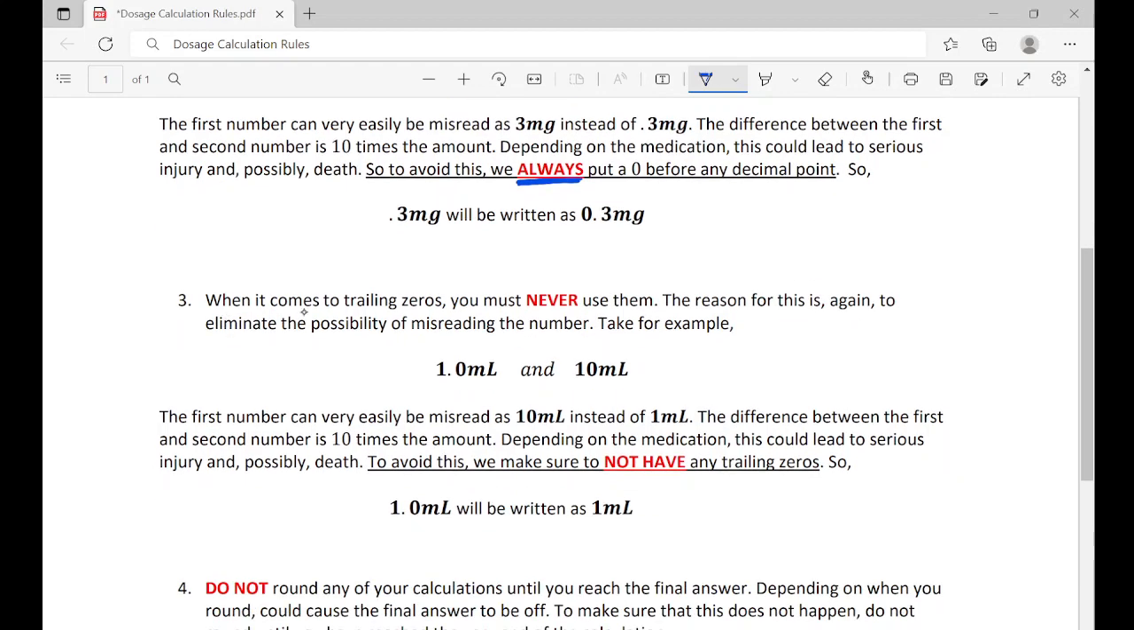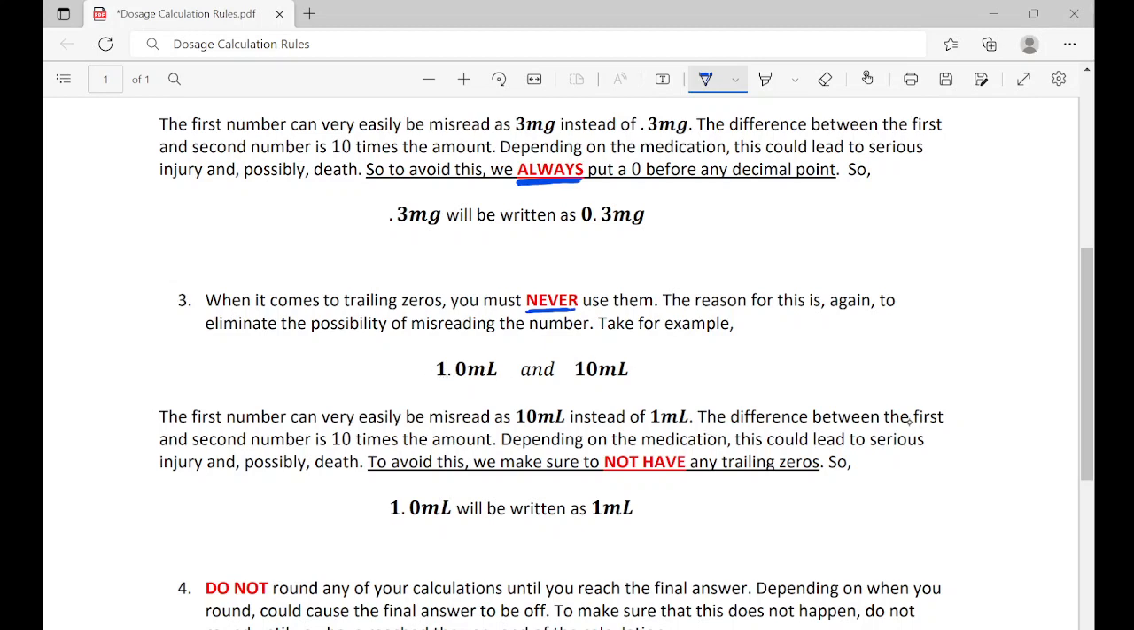Third, when it comes to trailing zeros, you must never use them. The reason for this, again, is to eliminate the possibility of misreading the number. So let's take the example 1.0 milliliters and 10 milliliters. Again, the first number can very easily be misread as 10 milliliters instead of 1 because of the decimal. If you just glance over it, you might miss the point and just read it as 10.